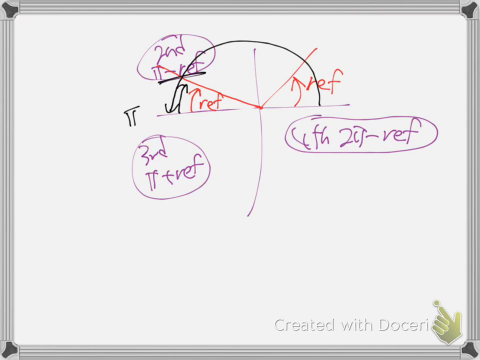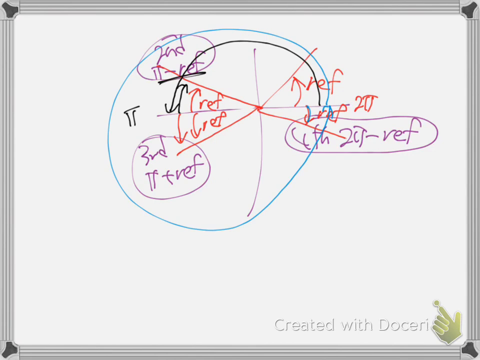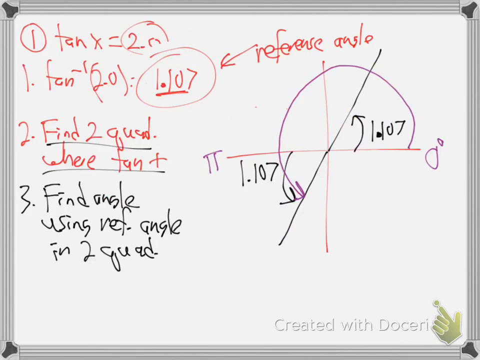Pi minus the reference. And if you're in the third quadrant, and the reference is off the x-axis, then that's going to be pi plus the reference, isn't it? And in the fourth, you're going to be all the way to 2 pi. So if I did it in the fourth here, and here's the reference, in the fourth you would be all the way to 2 pi back up the reference. 2 pi minus the reference. So there they are. So going back to it, we need pi plus the reference, 1.107.